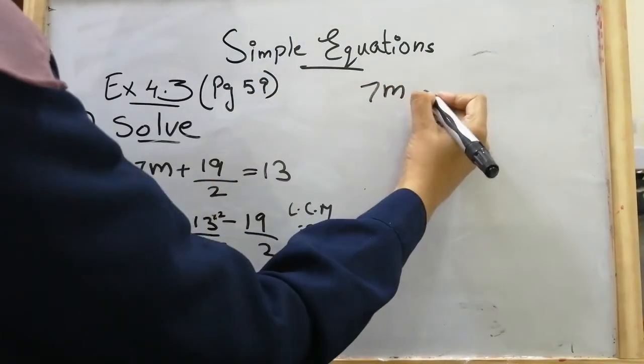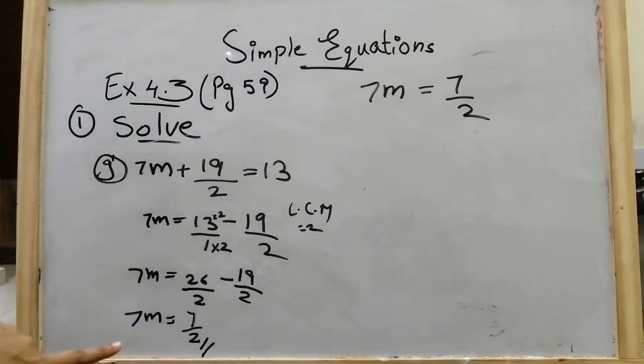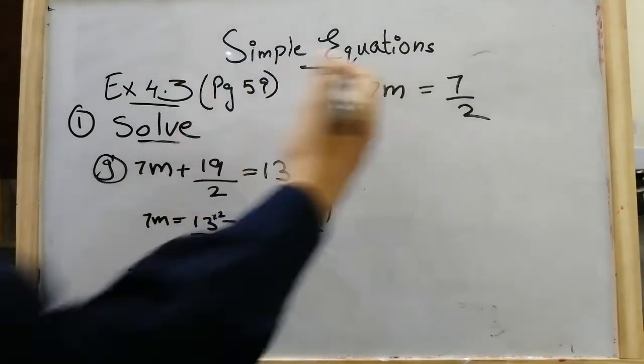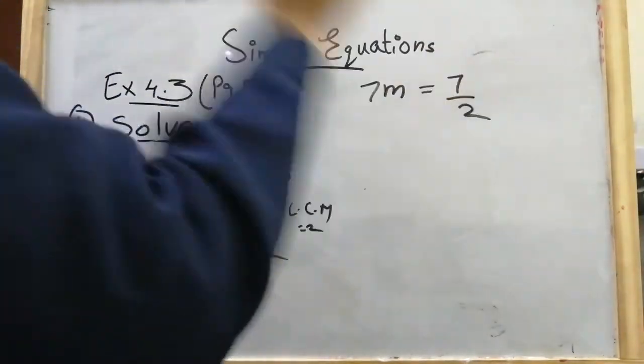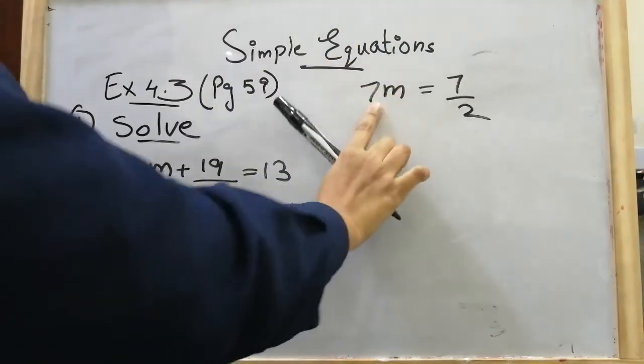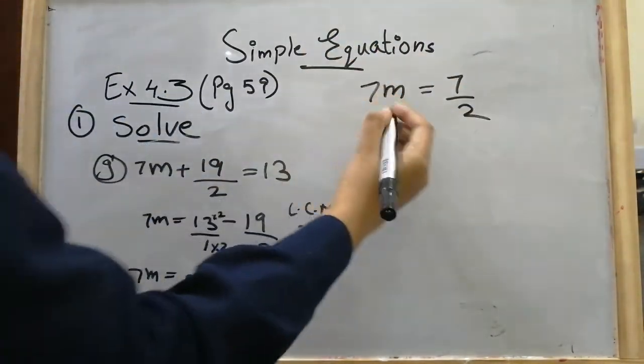I'm just writing what I wrote there. 7m is equal to 7 by 2. That is where we stopped, right? 7m is equal to 7 by 2. Now what happens is m will remain here, but 7 will move to that side. Now here it is multiplied, right? Multiplication when taken to the right side, I told you it becomes divide.